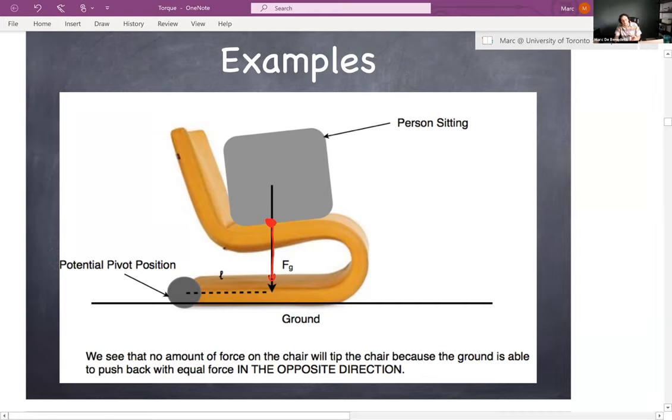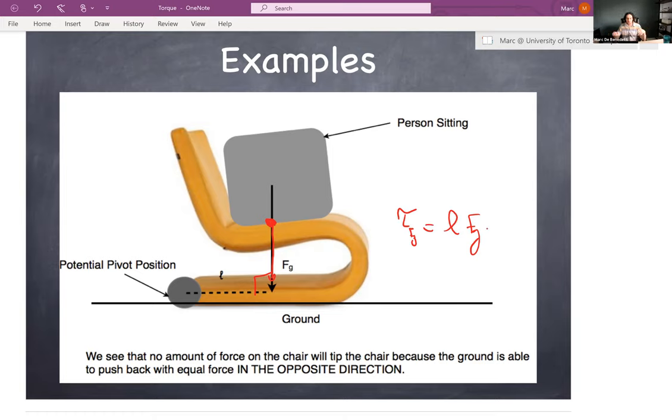Well, the lever arm is the perpendicular distance between the pivot point and the line of action of where the force is. So here, the dotted line is the lever arm. You can see here that the angle is 90 degrees. So the torque due to the force of gravity is going to be the lever arm times the force of gravity. Now, will this cause the chair to rotate?